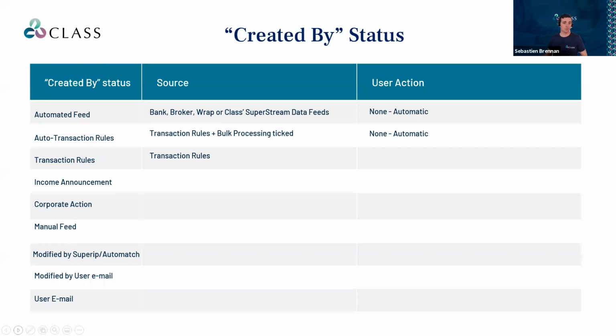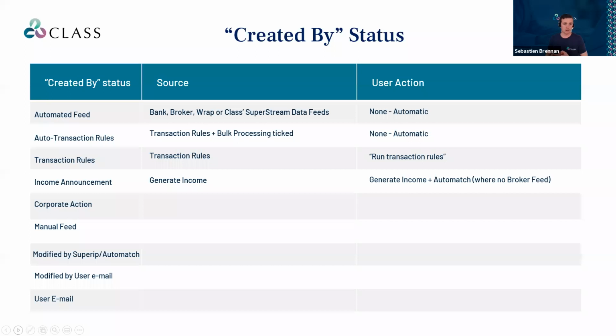The next one is transaction rules. So these differ from the earlier one in that they don't have the bulk processing ticked. So the user action here is that the user still needs to run the transaction rules in the match transaction screen. Your income announcements are your generate income. So these are all your dividends, your distributions, whether that be for your domestic listed securities, your ETFs, your managed funds, foreign shares. And for these ones, the user action depends. So if you've got a broker feed set up, you do not need to do anything.